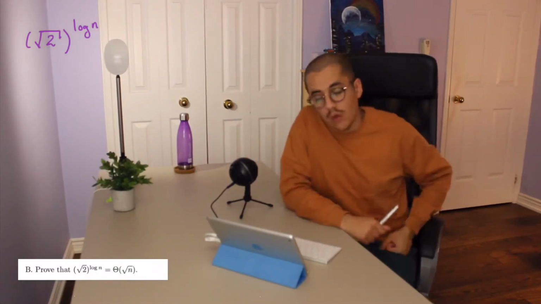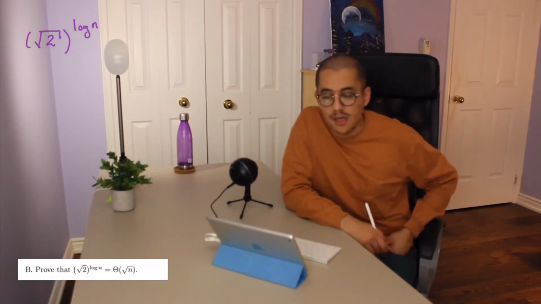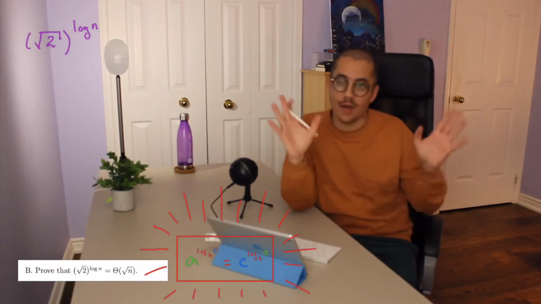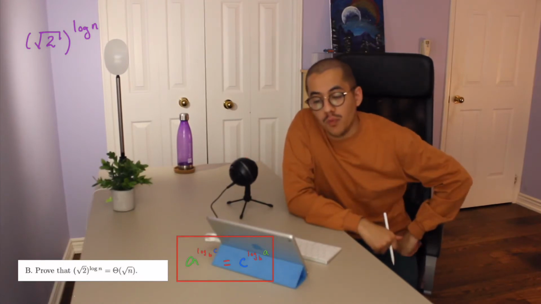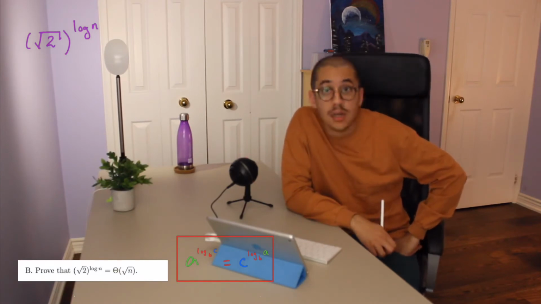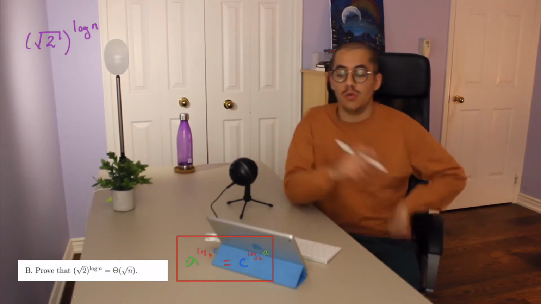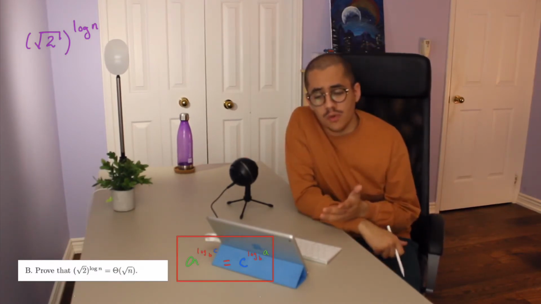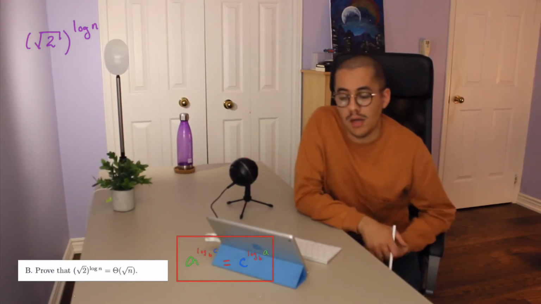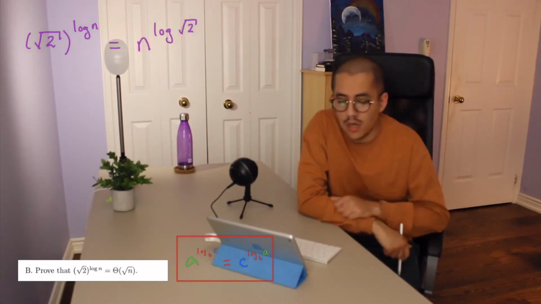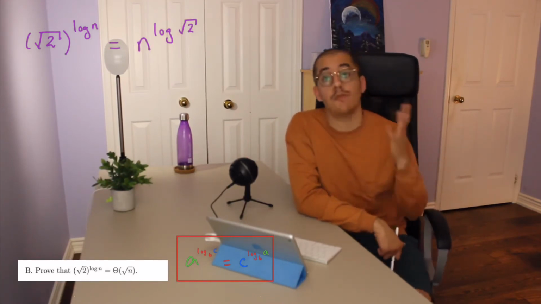Square root of 2, all of that to the power of log of n. Well, there is this identity, which I'm going to put right here. Where, as you can see up here, we say that a to the power of log base b of c equals c to the power of log base b of a. We just flipped the a and the c. And that's the case here. We just flipped the square root of 2 with the n that was in the exponent of the original function. So now we have n to the power of log of square root of 2.